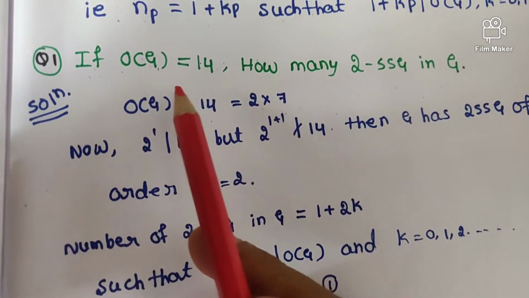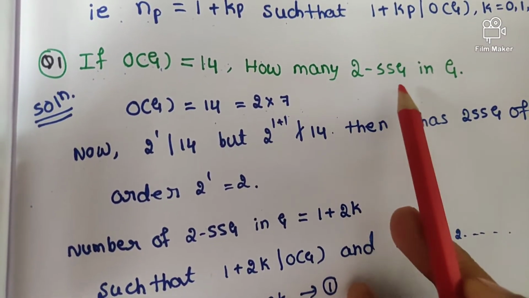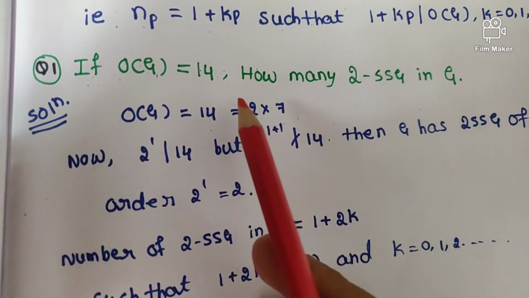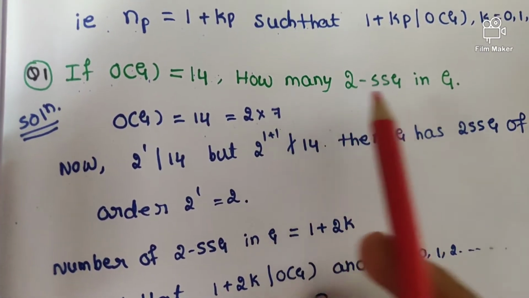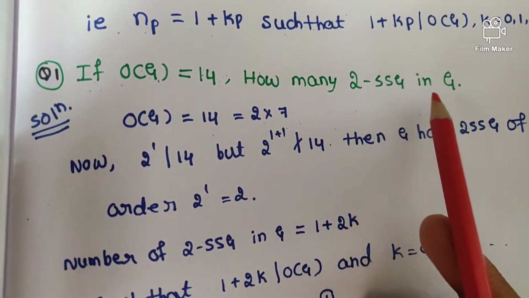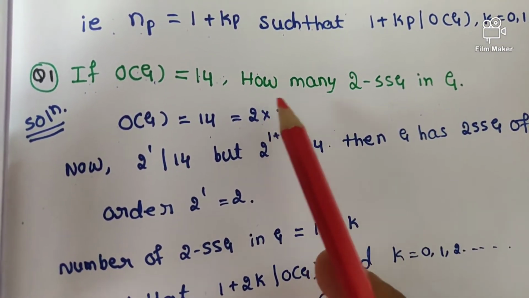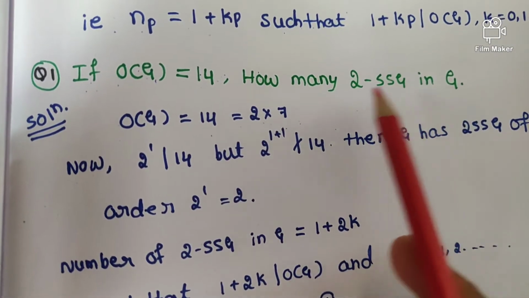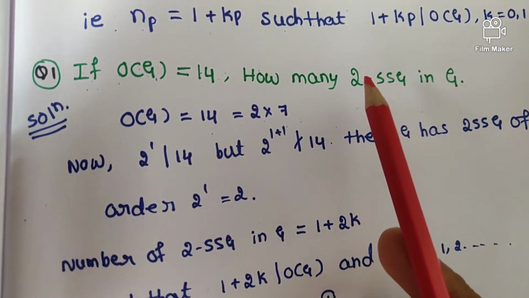If the order of G is equal to 14, how many 2 Sylow subgroups are there in G? Here they have asked us to find the number of 2 Sylow subgroups. So we have to use this for finding the number of 2 Sylow subgroups, or like a P Sylow subgroup, where P denotes a prime number.